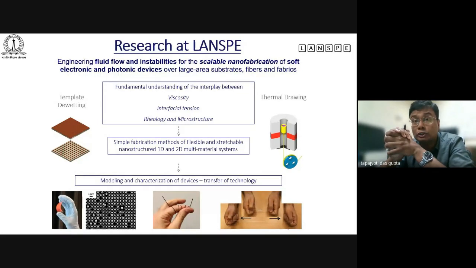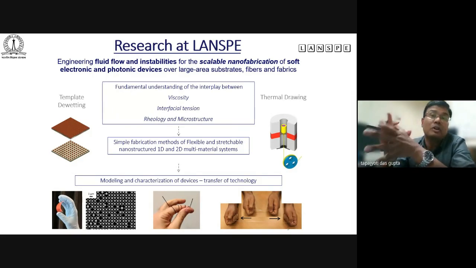When we talk about planar structures, it's, let's say, tens of centimeters, or on fibers and to integrate them inside fabrics. To do this, two things I will be talking about today. One is template assisted dewetting to make large area planar structures, or the so-called metasurfaces. The second is a thermal drawing process. Actually, I'll talk about the thermal drawing process before the template dewetting.